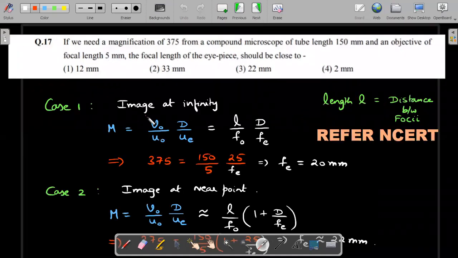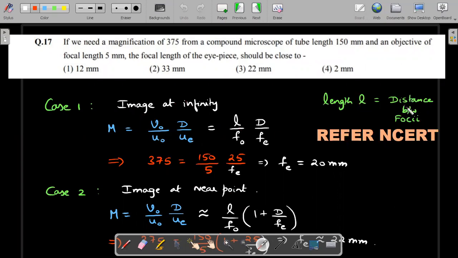So this is slightly lengthy and difficult, but if you are a good student of NCERT, then I think it should be a cakewalk for you. So the compound microscope, he has not mentioned whether the image is formed at infinity or near point. Okay, so general formula for magnification is VO by UO into D by UE, which becomes two different formulae in two different cases.